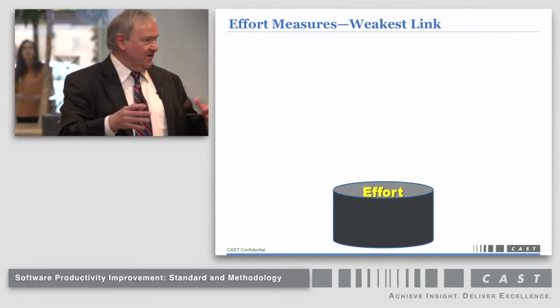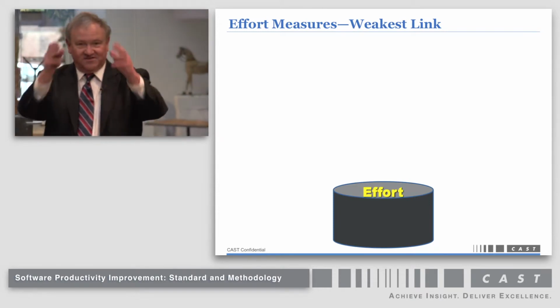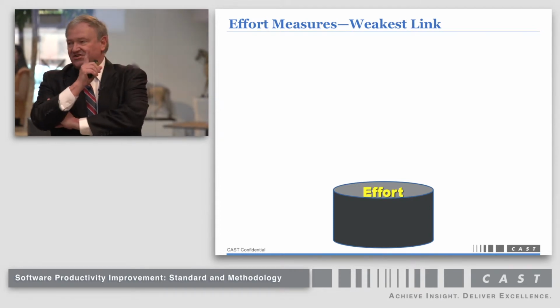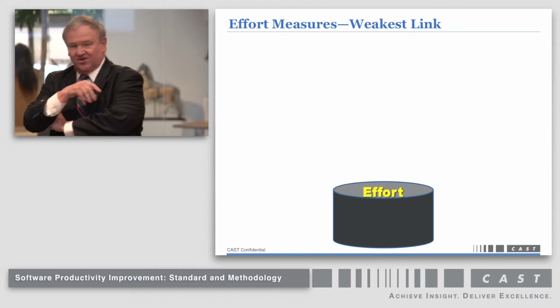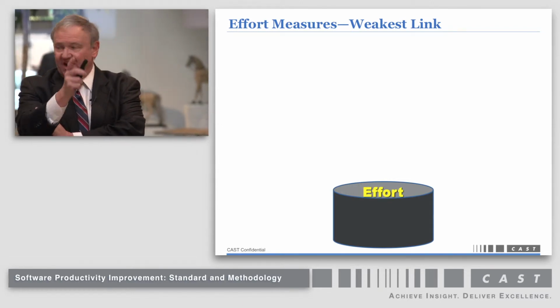In fact, I feel like I'm in a parliament here. We have the conservatives over here and the liberals over here, and I guess the Swiss in the middle. But the bottom line is the weakest link is not size. There's a number of measures of size that are good. The weakest link has historically been effort.